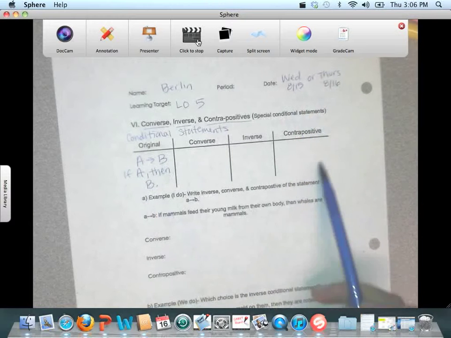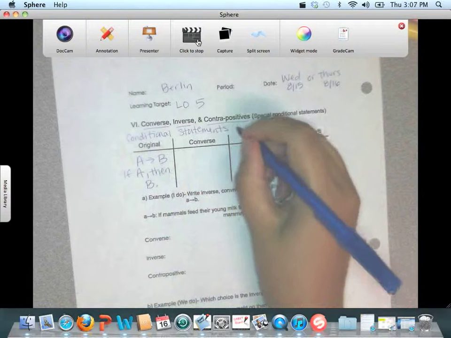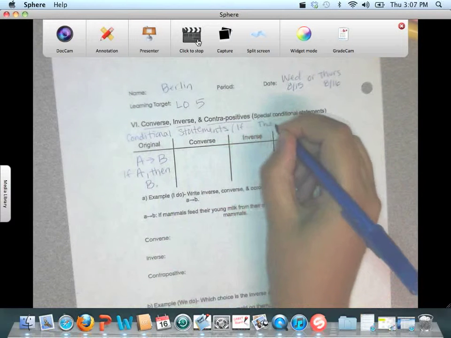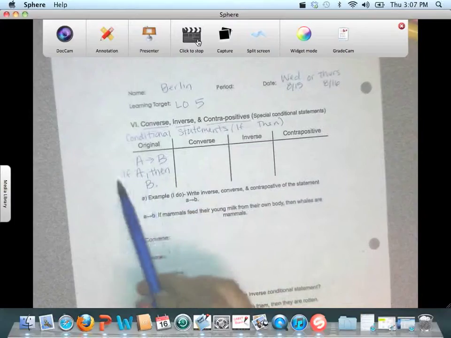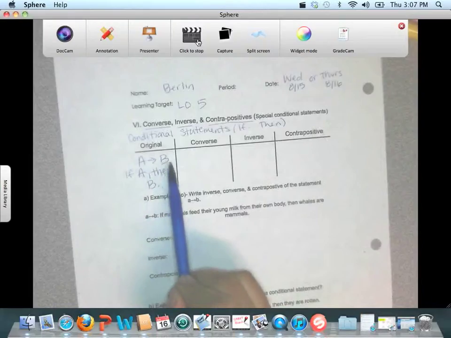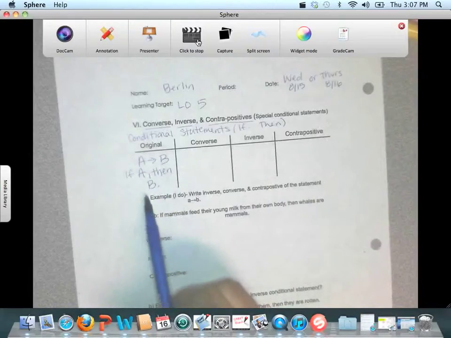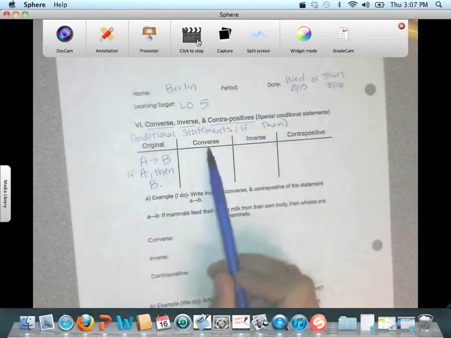Now, all of these statements are considered conditional statements, which, if you don't remember, is an if-then statement. Starting with the original, you should have already learned what an original if-then statement is: A arrow B. If A, then B. The first one we're going to really talk about is the converse.